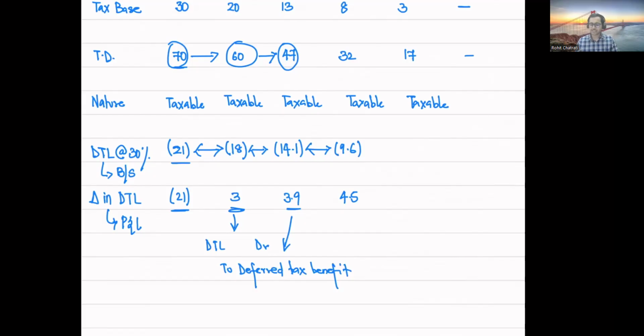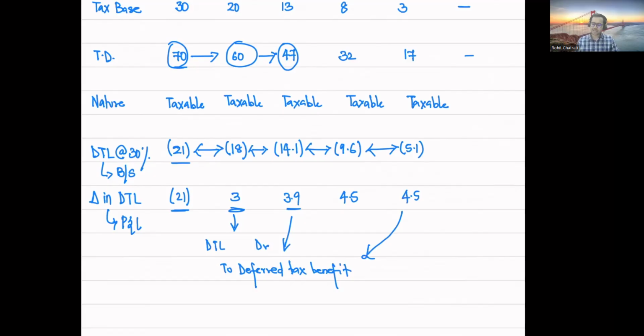Moving on to the next year, 17 multiplied by 30 percent is going to be equal to 5.1. So my deferred tax liability is now reduced again by 4.5, which is 9.6 minus 5.1. And therefore, in the fifth year also, my journal entry is going to be the same.